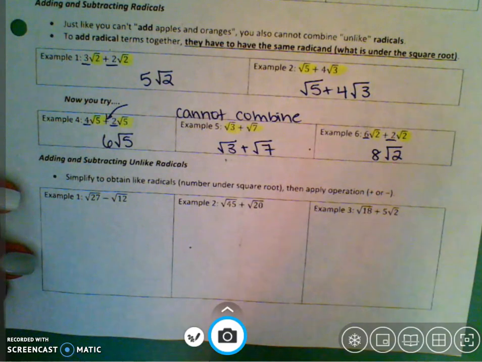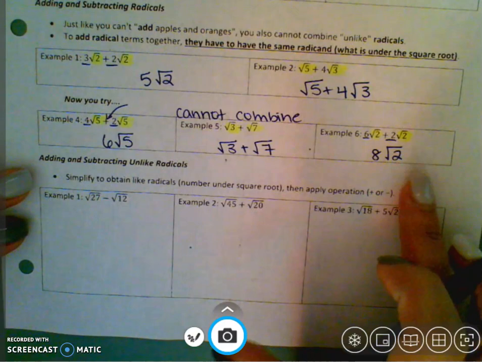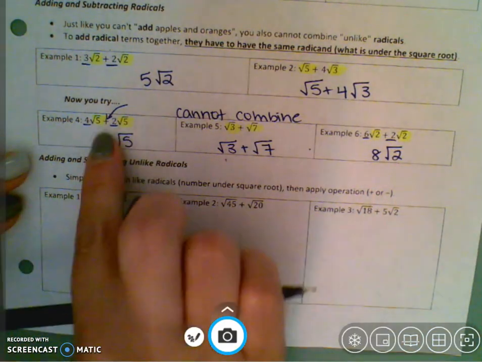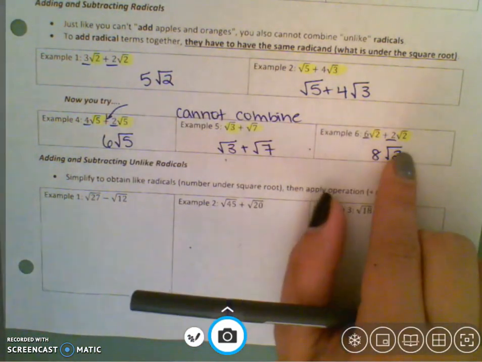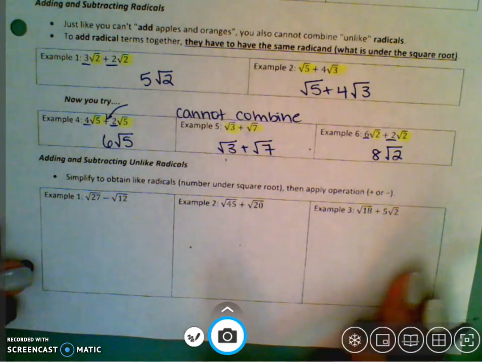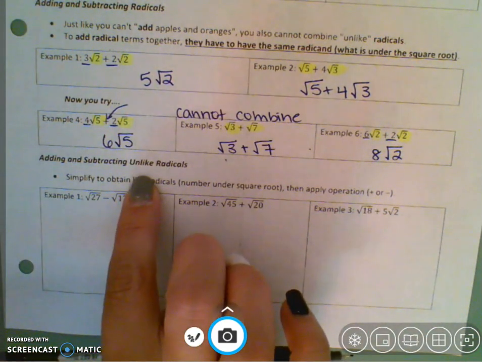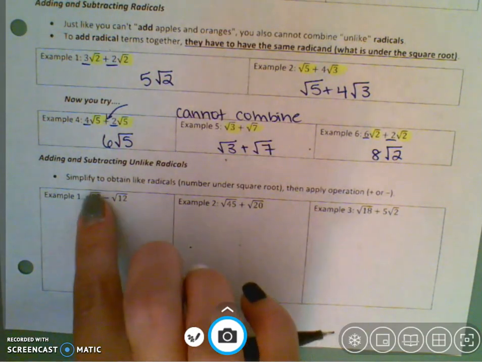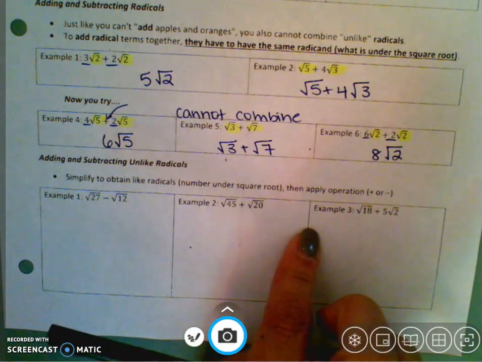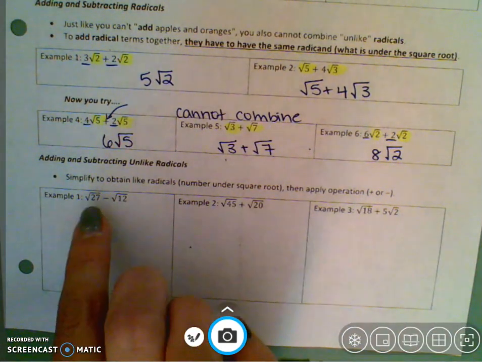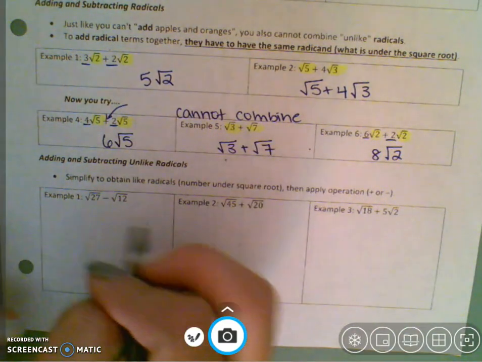Now I know you're thinking these are super easy, but they do get a little bit harder, because this is when they're already simplified for you. Root 5, root 5, root 2, root 2. But down here, they're not. We have to do some work first. It says adding and subtracting unlike radicals: simplify to obtain the same radicand, the number under the square root, and then add or subtract. So you have to break down each of these first and then do the math.